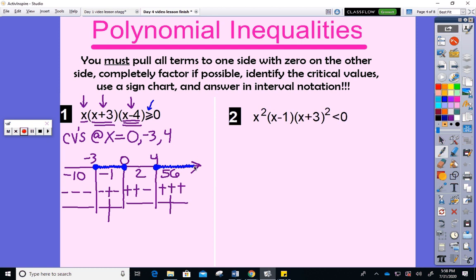Now I've got my number line colored. It's easy for me to go to interval notation and say, well, that's just bracket -3 to 0 bracket, union bracket 4 to infinity.